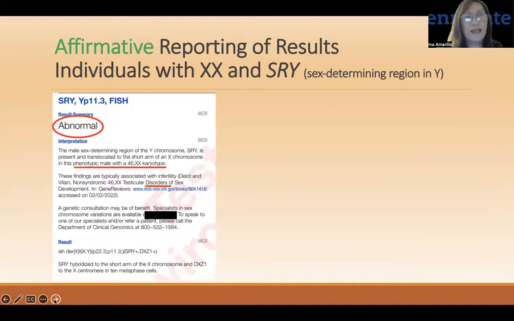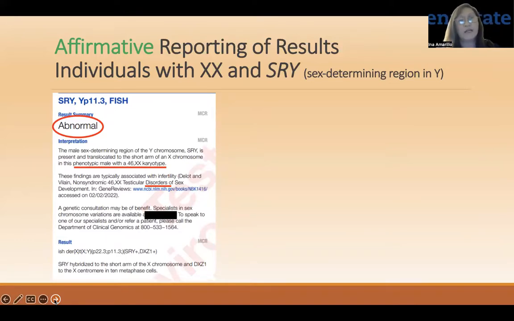And this is what I'm saying about the reporting of results, wherein patients can see this report, doctors can see these reports, genetic counselors can see this report. So most laboratories, we're still working on creating guidelines on how to report, on how to create an affirmative reporting of results for individuals with XX and SRY. So for example, this report contains an abnormal result because the SRY was found or detected in an XX individual.